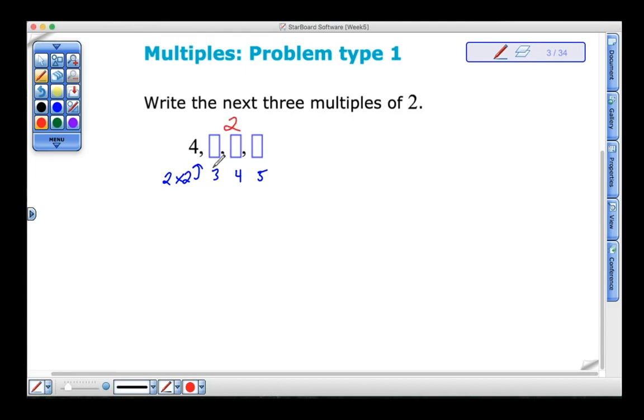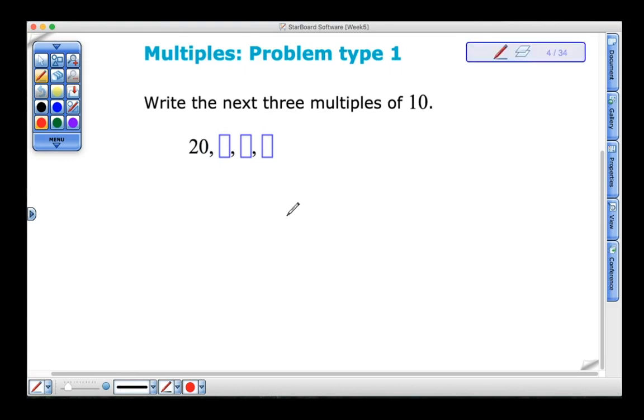So 2 times 3, and I'm going to actually put these multiples of 2 with the 2 right up on top. So 2 times 3, I get an answer of 6. And if I have 2 times 4, I have 8. 2 times 5, I have 10. So my answers are 6, 8, and 10 are the next three multiples of 2 after 4. Let's go on to the next problem. Write the next three multiples of 10.